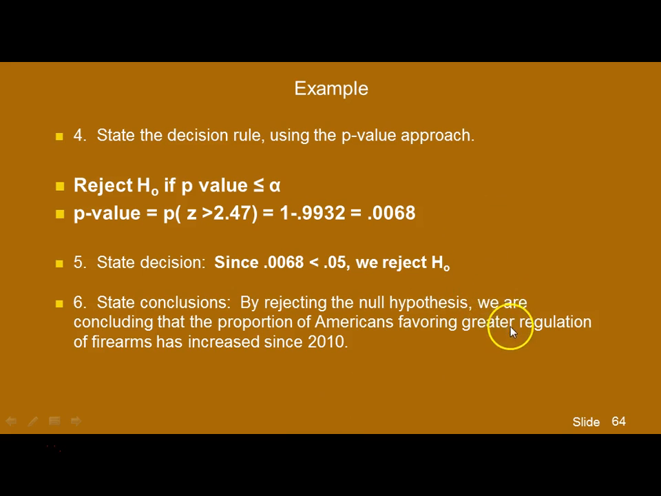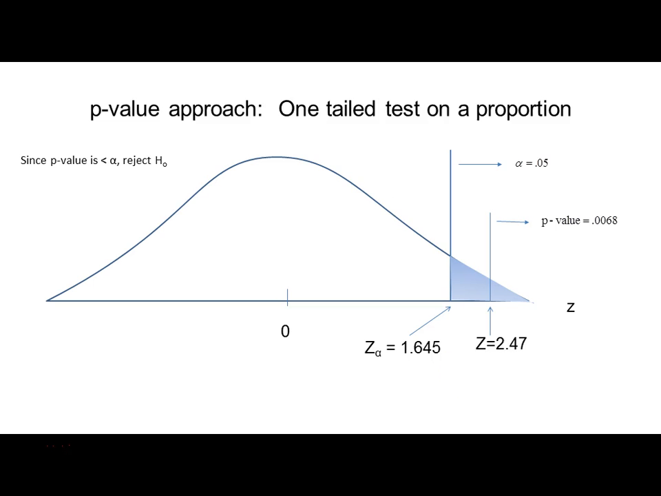Again, we're going to get the same decision and conclusion as before. Since 0.0068 is below our alpha level, we reject the null. And we therefore conclude as before that the proportion of Americans favoring greater regulation of firearms has increased. Looking at this graphically, remember again that the p-value approach compares two probabilities, the alpha level right here, 5%, everything above 1.645, and the p-value, which we just calculated to be 0.0068. As long as the p-value is less than alpha, we are in the rejection area and therefore we reject the null hypothesis.